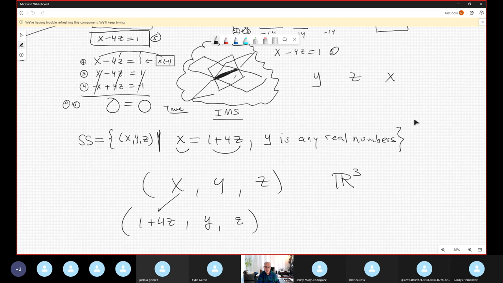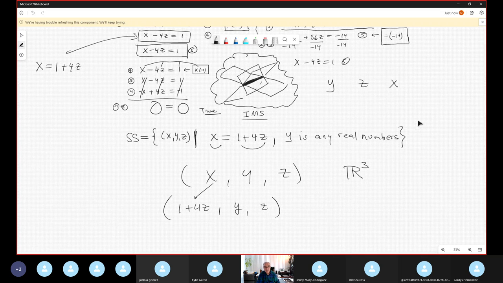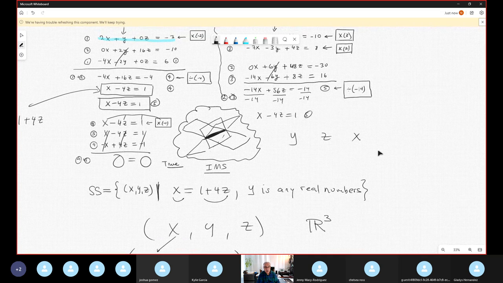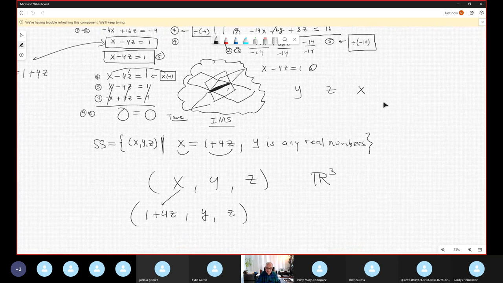It depends on the analysis that you are doing in the elimination, and on the definition of what you consider the free variable. I know that this is very complicated, but you have to practice. In the review packet, of course, we are doing this.